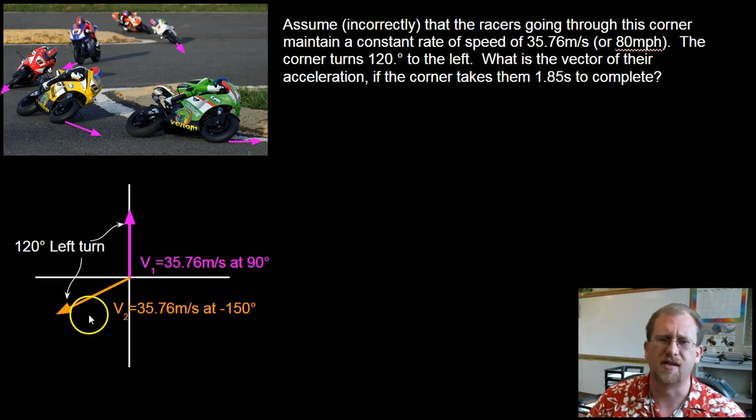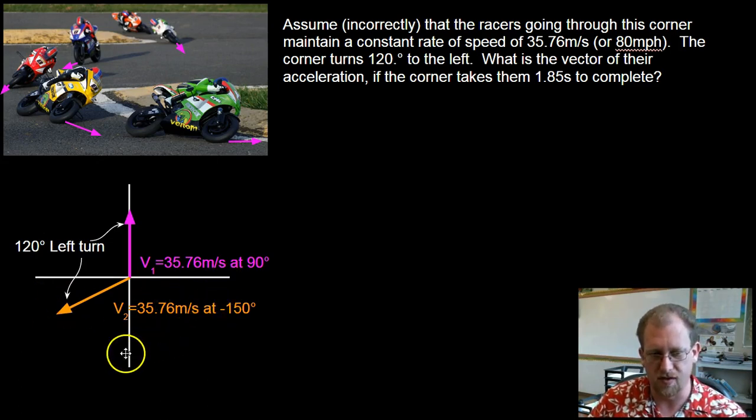Now you say, wait a minute, I thought they made a 120-degree turn. Why is it negative 150? Well, remember on a coordinate system, we always measure from the positive horizontal axis. So this was positive 90. 120 degrees off to the left of that is the same thing as 150 degrees going this way. Okay, so that's negative 150 for the sake of these Cartesian coordinates.